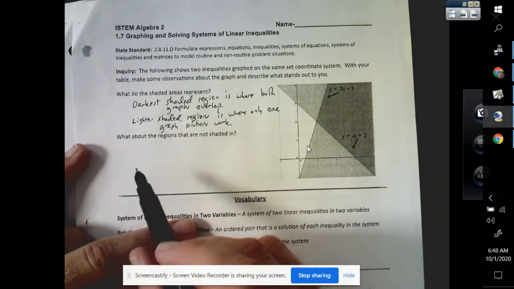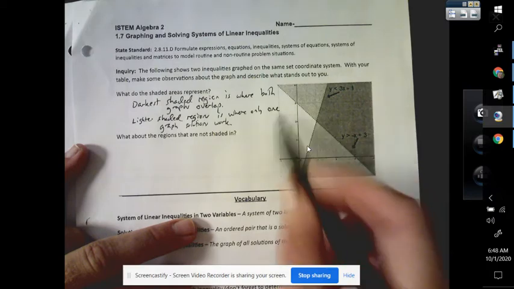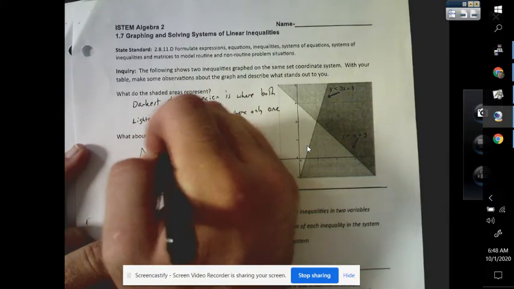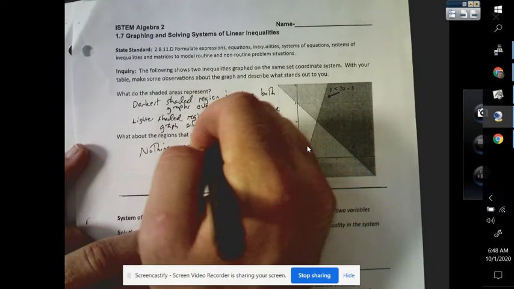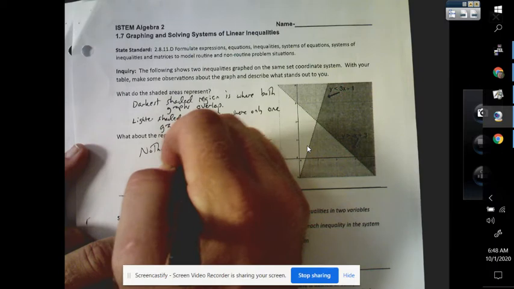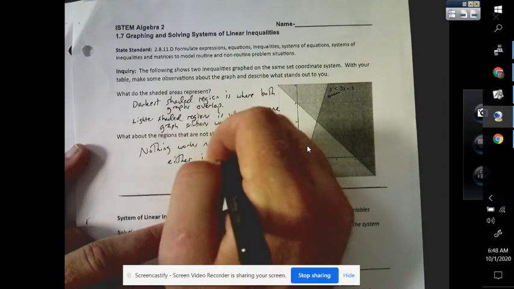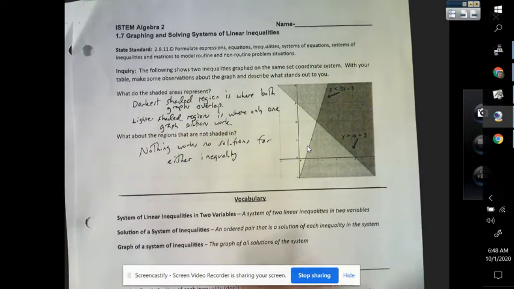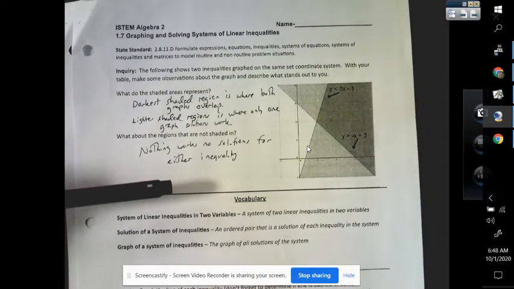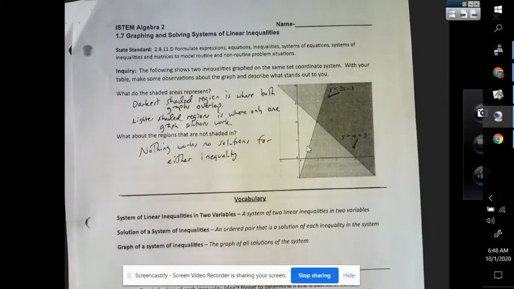Well, if you take a look, then it says what about the regions that are not shaded? What about this part over here? So this part over here is where nothing works, okay? No solutions for either equation or inequality. Okay, cool. So real quick, the darkest shaded region is where both graphs overlap. The lighter shaded region is where only one graph's solutions work, okay? And then the regions that are not shaded in, nothing works, no solutions for either inequality.